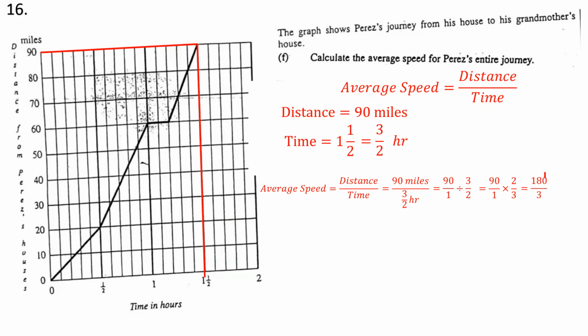Now we have to divide. What is 180 divided by 3? That is 60. How do we know that? Because if we actually divide it, 3 goes into 18 6 times. 3 times 6 is 18. We subtract. 18 minus 18 is 0. Bring down the 0. 3 goes into 0 0 times. And 0 minus 0 is 0. So the answer is definitely 60. So that means that he traveled 60 miles per hour. That's his average speed for the entire journey.